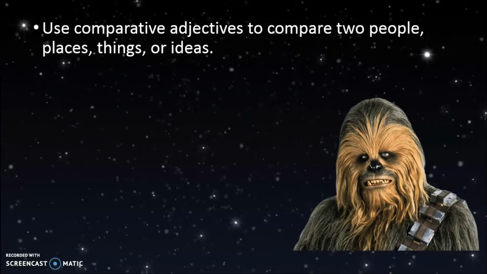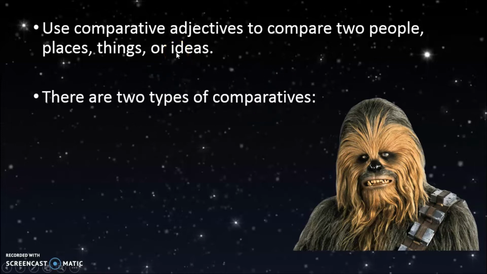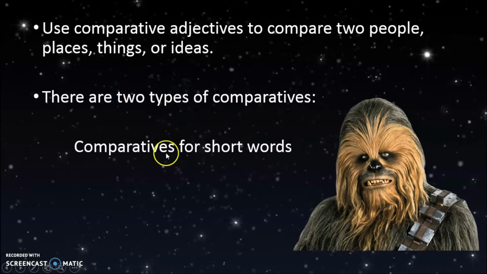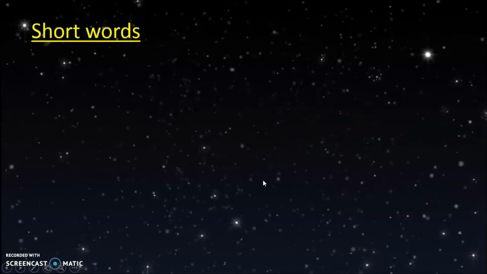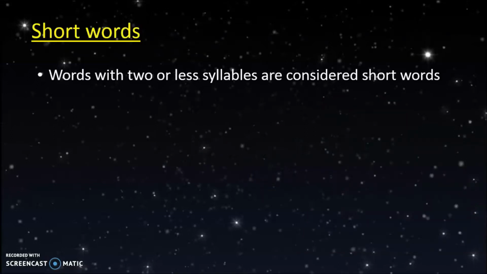We use comparative adjectives to compare two people, places, things, or ideas. There are two types of comparatives. We have comparatives for short words and comparatives for long words. Words with two or less syllables are considered short words.